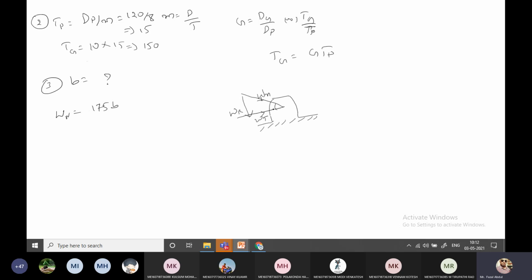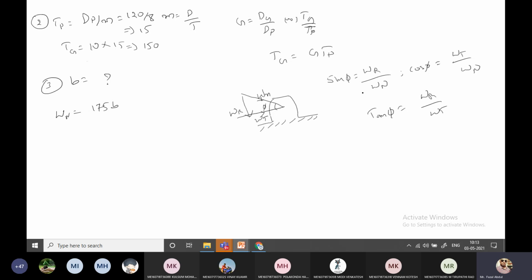This angle is referred to as the pressure angle. Now if we resolve this, sin phi equals Wr by Wn, and cos phi equals Wt by Wn, and tan phi equals Wr by Wt. These equations you have to remember. Now which equation is suited here?